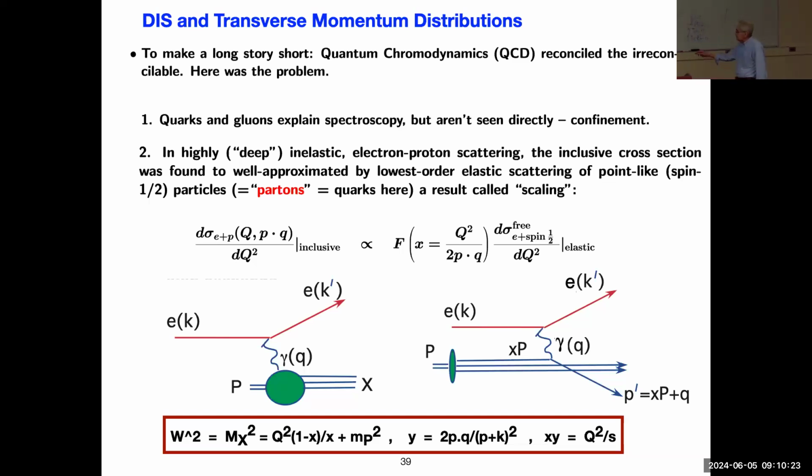So here's the picture. On the left-hand side, we have the proton coming in, and it's a big green blob, and then a photon arrives, and then a whole bunch of stuff comes out to some state x, okay? And we sum over all x. That's the meaning of inclusive. First we square it, and then we sum over all x. And here's our electron coming in, electron coming out.